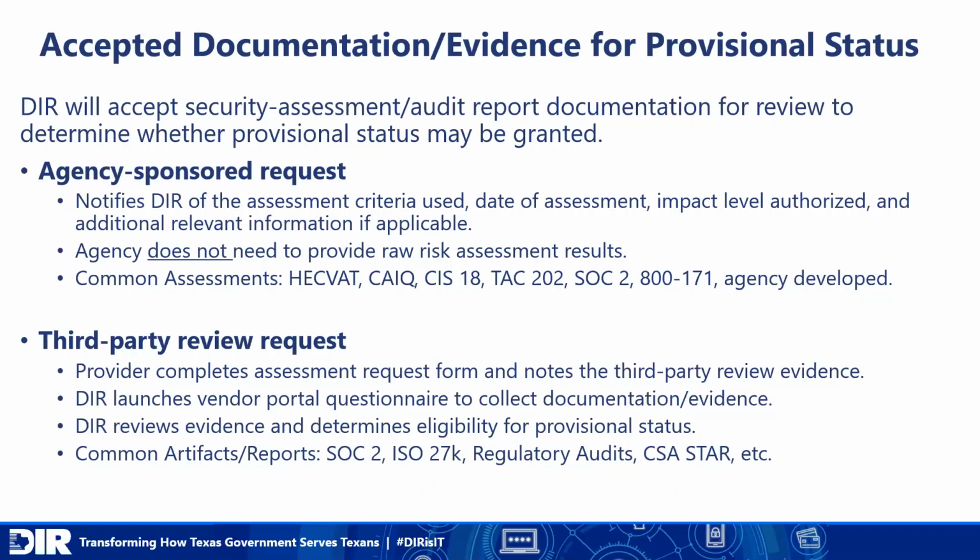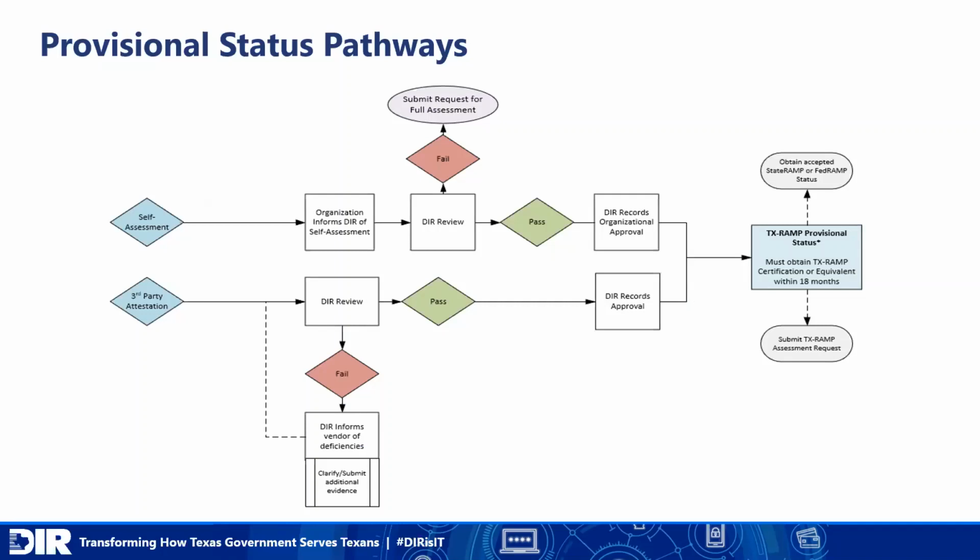So essentially, if it's an independent audit that looks at the security posture of the cloud service and cloud service provider, that could be submitted for DIR's review to determine if we can grant that provisional status certification. This just illustrates those two paths to the same end result. One would be through the agency approval and the other would be through a third-party attestation. Either way, we are looking at a third-party review of the security posture and then ultimately deciding whether or not a provisional status can be provided.